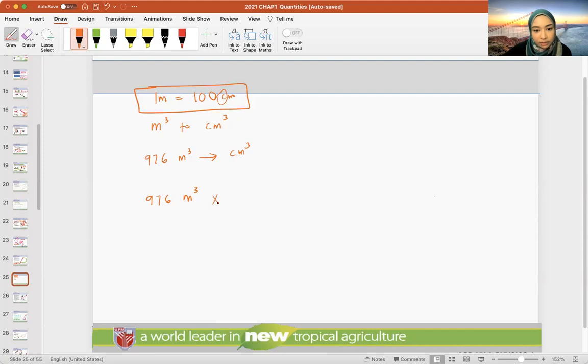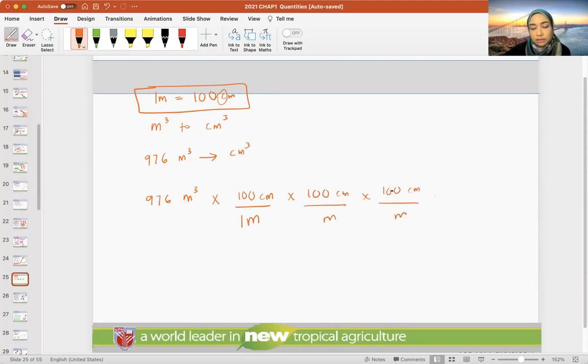So I want to get rid of meter, right? So meter should be down here. Okay, meter should be down there, and 1 meter is equal to 100 centimeter. That is my first step. But we have 3 meters over here. If I cancel this out, I'm left with meter squared. There are 2 more meters, so I have to do this 3 times.